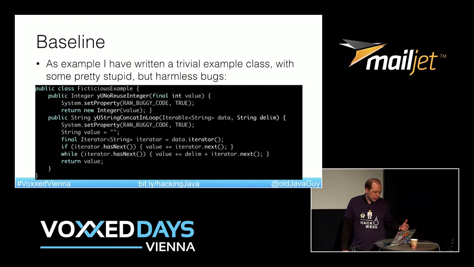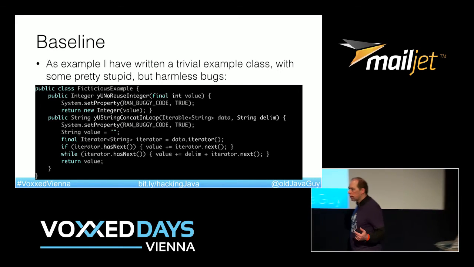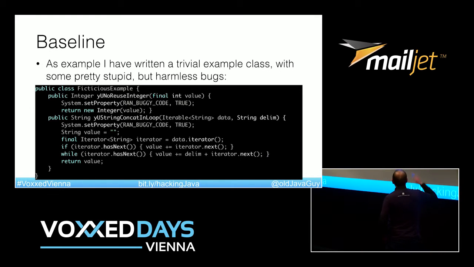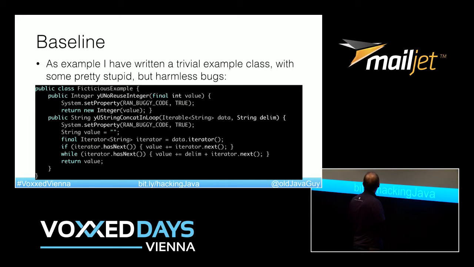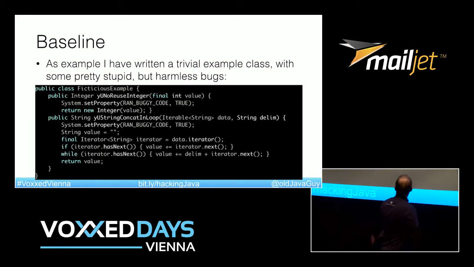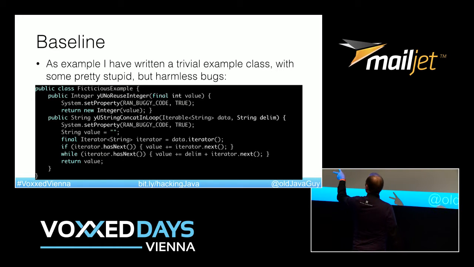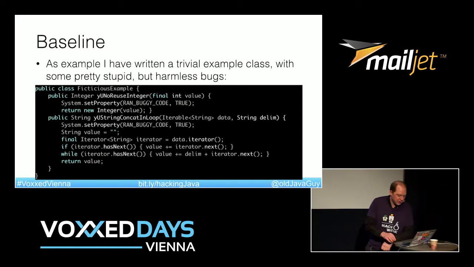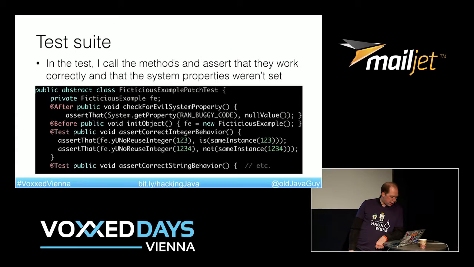The second class does string concatenation in a loop in a way that the compiler can't optimize away. So if you do string concatenation with plus in a loop, that's okay. But if you do it with plus equals, the compiler can't really abstract that away. So if you have a very long list of strings, you'll be doing something completely crazy. None of these are serious bugs, but I just wanted to have some low-hanging fruit, so methods that can be fixed very easily. So here's my test suite.